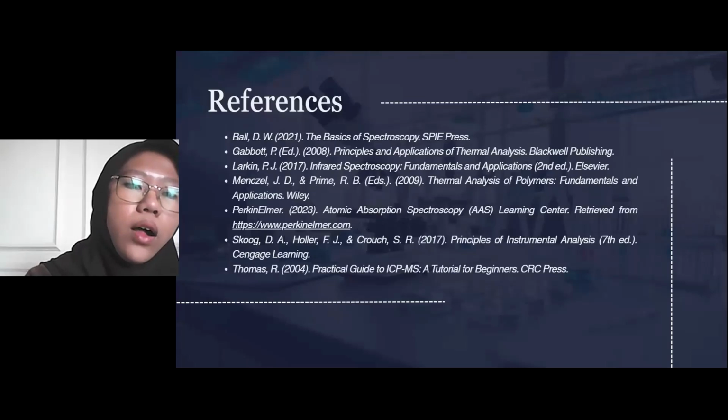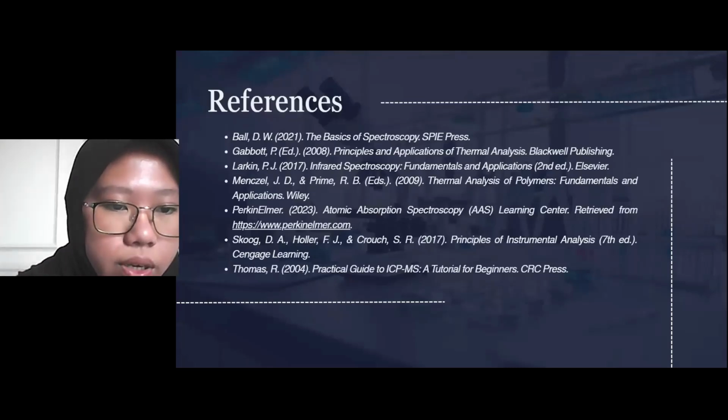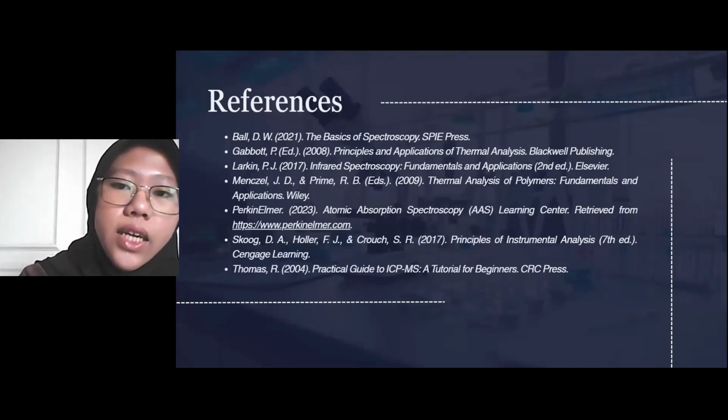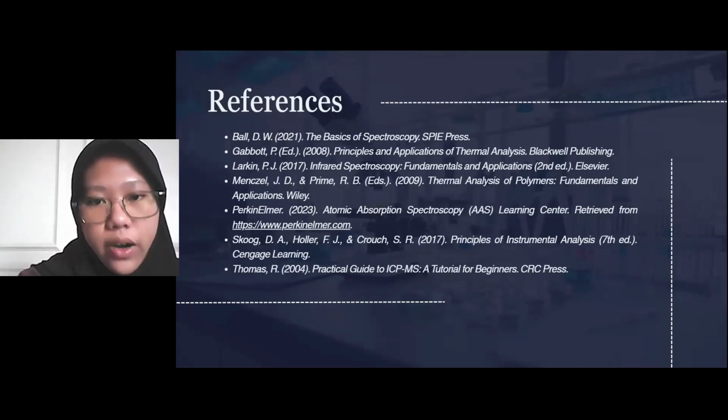References are as below: Ball, Gabbett, Larkin, Mansell, Perkin Elmer, and Thomas, all in APA format in the reference bibliography.